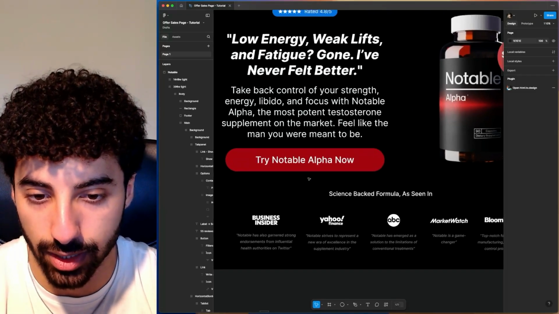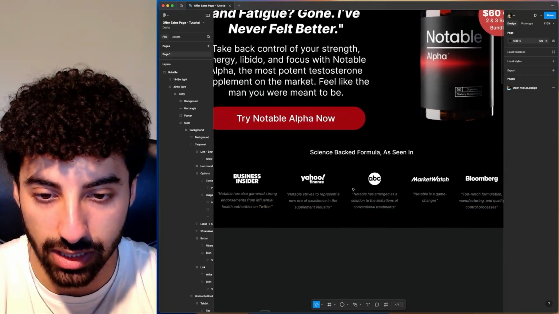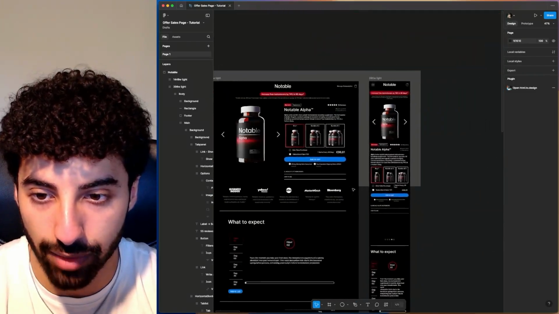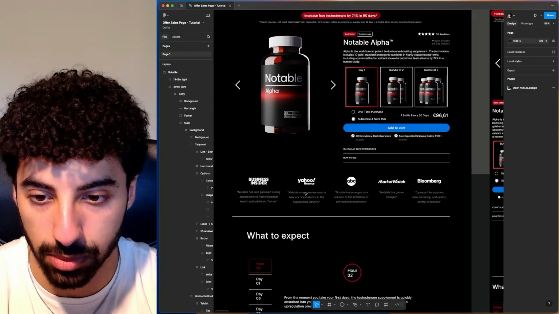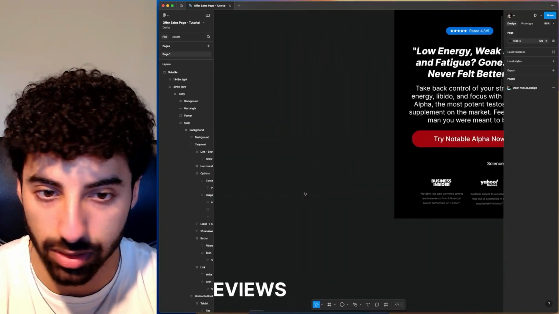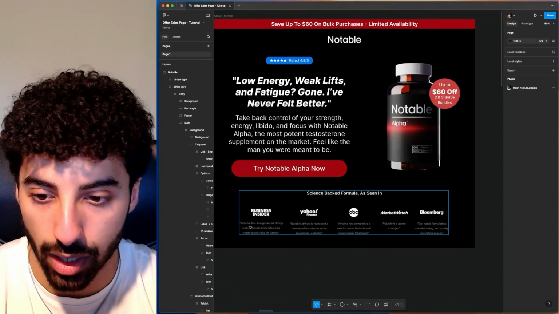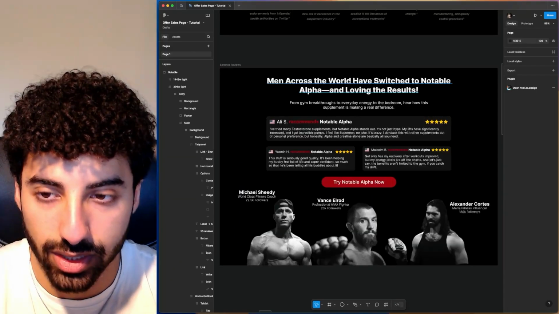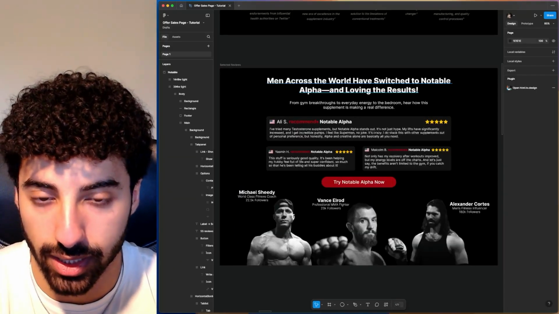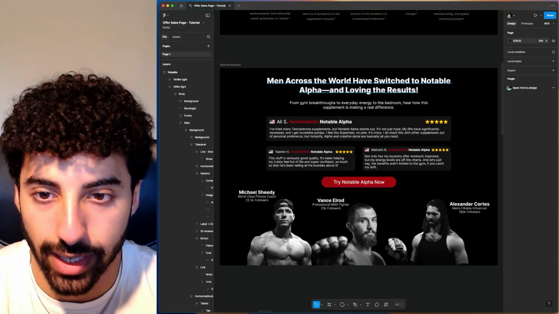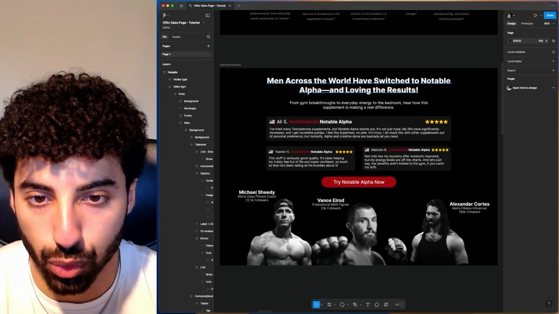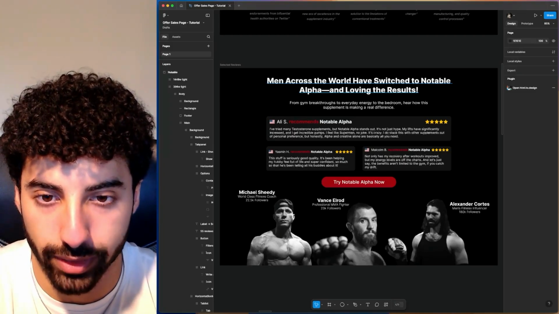Then we have the as seen in. I've taken this directly from the PDP we have here. So as you can see, this section they have on the PDP, I've taken exactly that and put it here under the above the fold, mentioning obviously the magazines and the press. Here's the next section I came up with for the selected reviews part of the page. As the headline here, I'm mentioning men across the world have switched to Notable Alpha and are loving the results. So there's two parts to this.